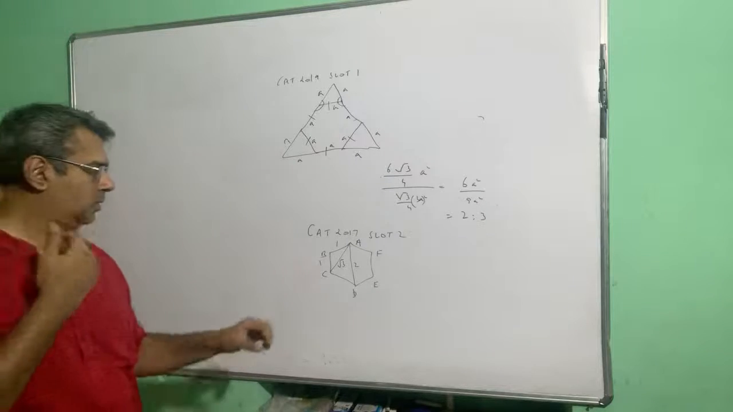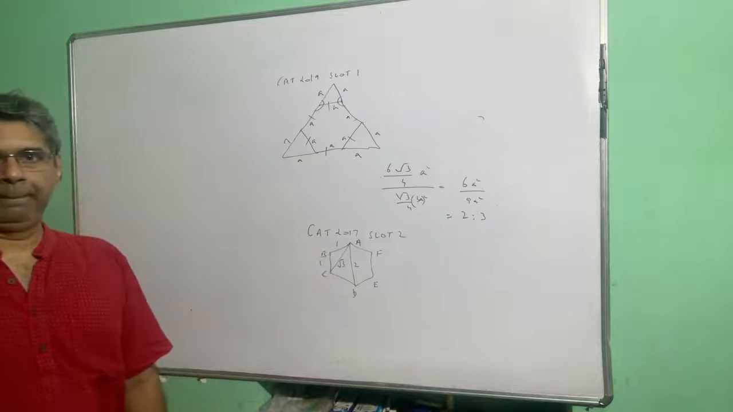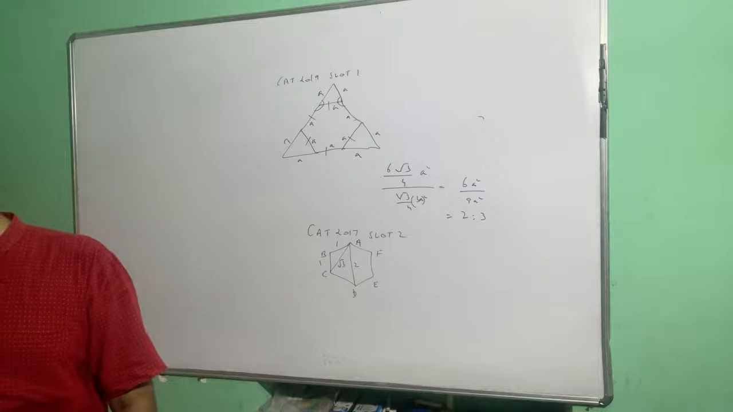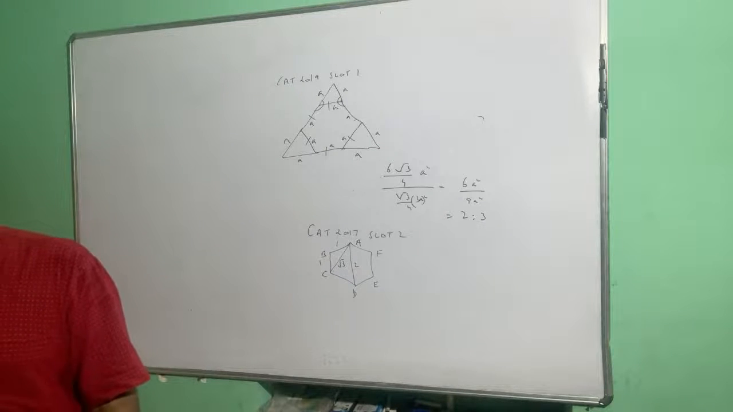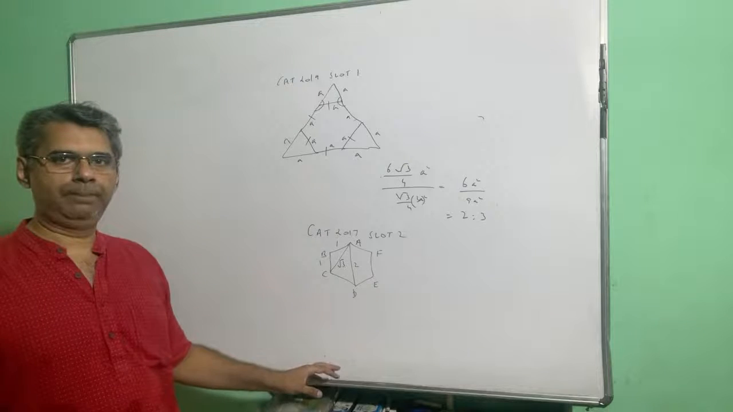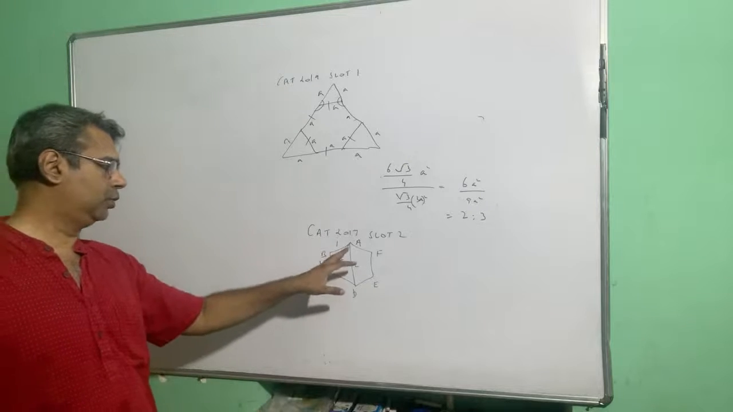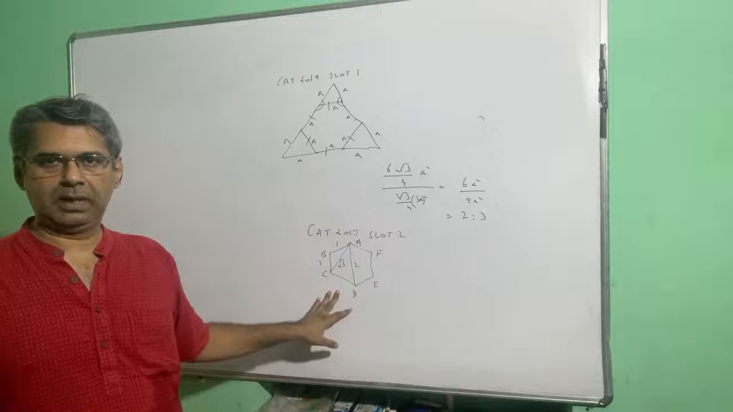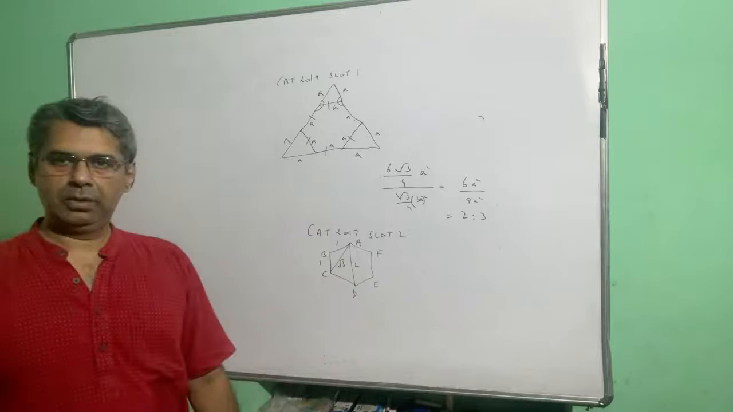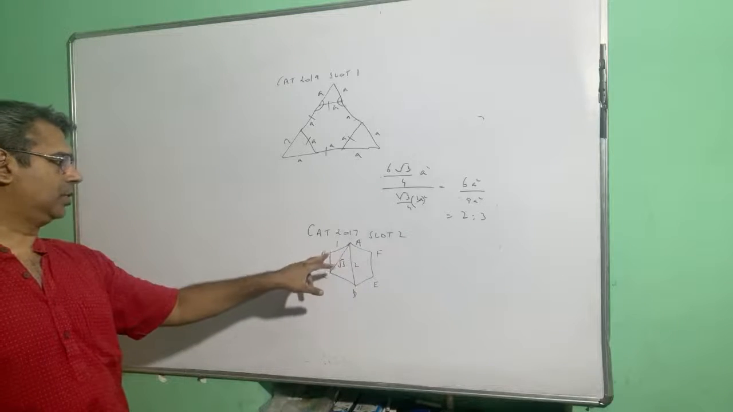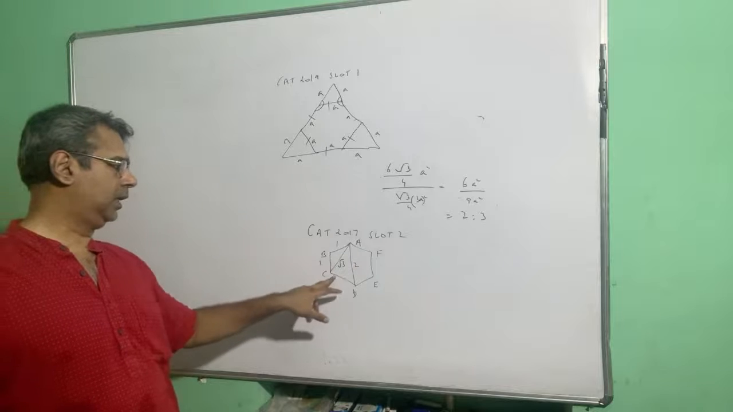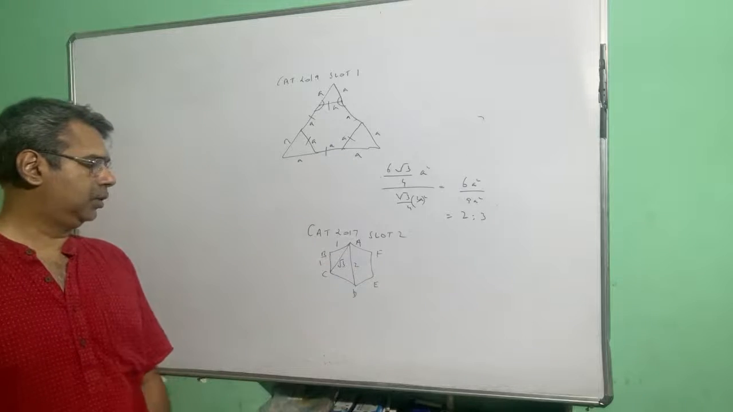Okay, so if you join AB and BC, if you join AB and if you join AC rather, you will get a diagonal. If you join AD, you will get a diagonal. So suppose AB is 1, BC is 1, so AC will be root 3 and AD will be 2.